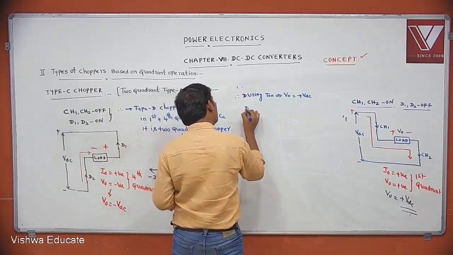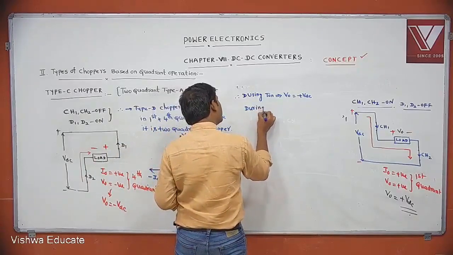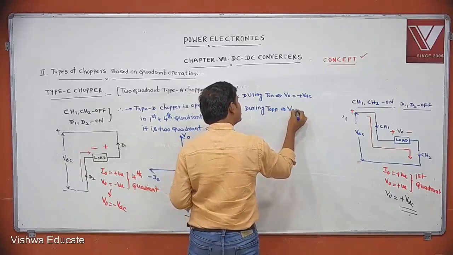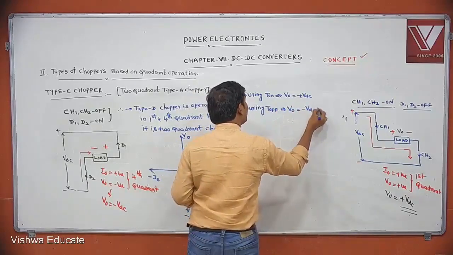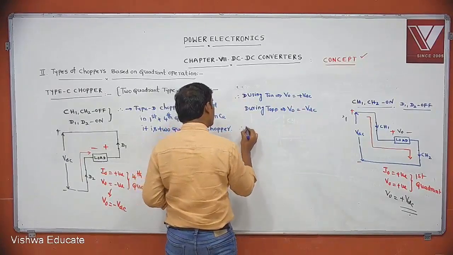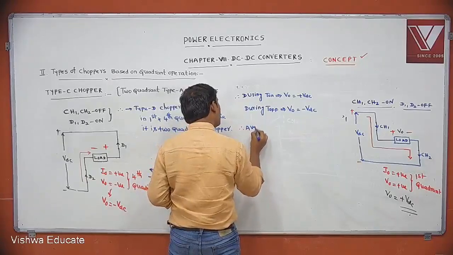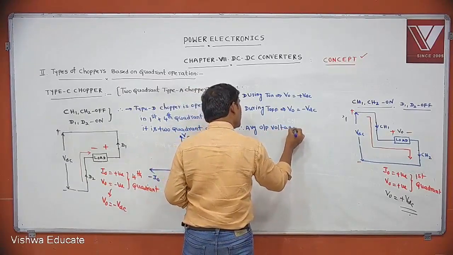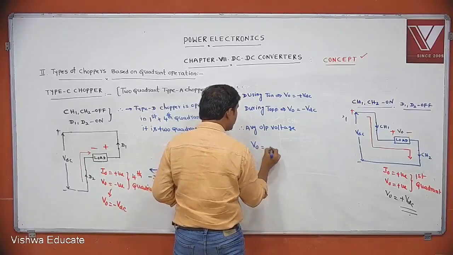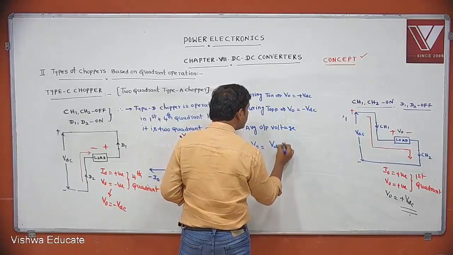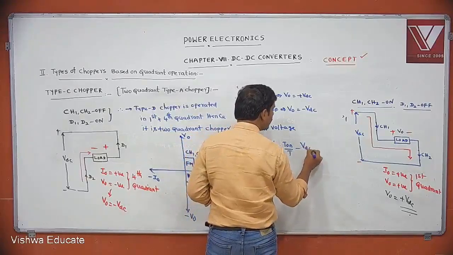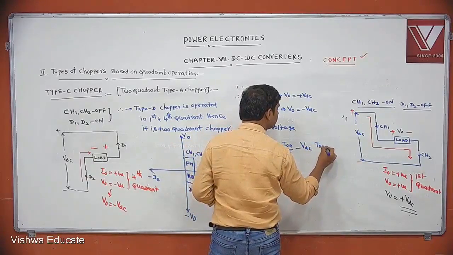During T off, what is V naught? It is minus VDC. Then what is the average output voltage? In the case of type D chopper, average output voltage V naught equals VDC into T on by T minus VDC into T off by T.